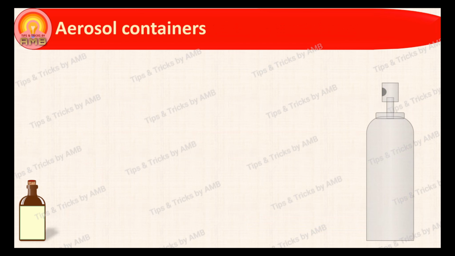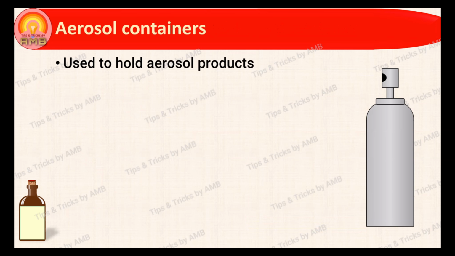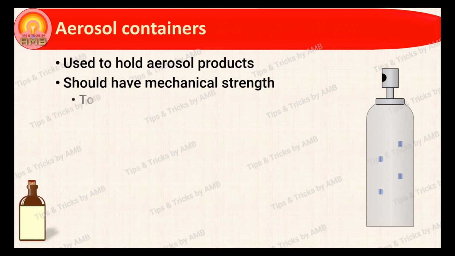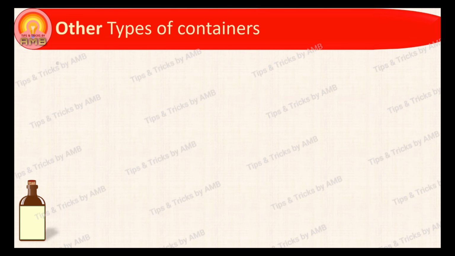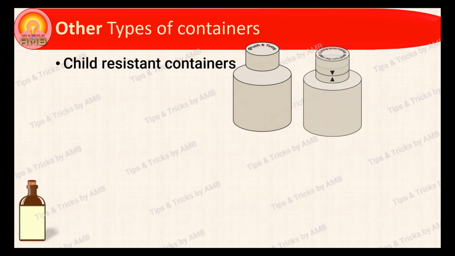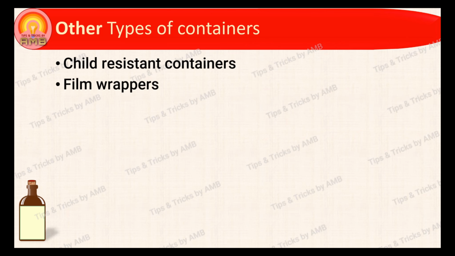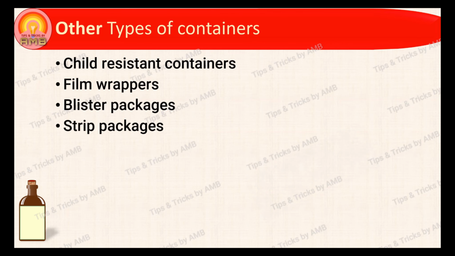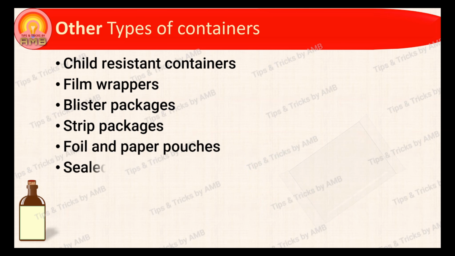Next one is aerosol containers. These containers are used to hold aerosol products, that is, products which release drug in the form of droplets. These containers should have adequate mechanical strength to bear the pressure of aerosol packing. Other special containers like child resistant containers, film wrappers, blister packages, strip packages, foil and paper pouches, sealed tubes, etc. can also be used.